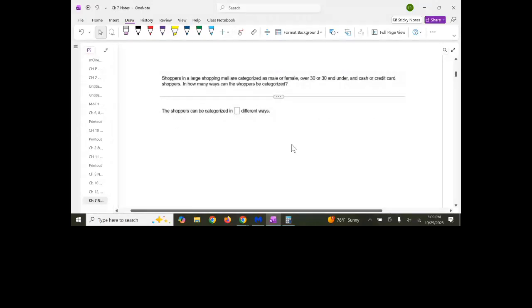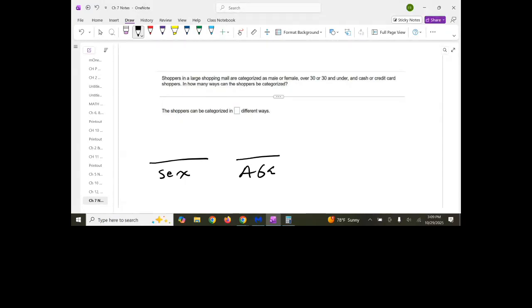All right. Let's take a look, y'all. Let's look at the next one here. Let's see. It says shoppers in a large shopping mall are categorized as male or female. Okay, so let's do this. We're going to categorize them by sex, either male or female. We're going to categorize them by age. Okay. And we're going to categorize them by how they're going to pay. Okay. So I'm going to look right here. We got two choices here. Over 30 or 30 and under. Oops, I was putting a 3 because I was thinking of the 30.